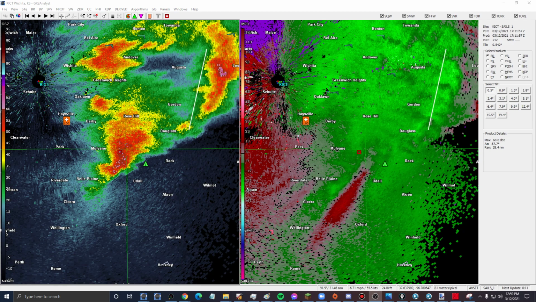Okay, so we're taking a look at radar here. There's something that I wanted to show you that was pretty cool. We have our radar up here to the northwest of the cell. This is the cell we're going to be paying attention to.